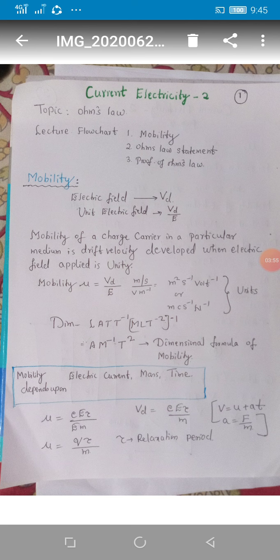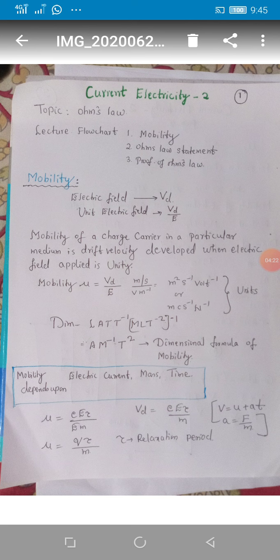Now, its unit. As you know, velocity is in meter per second. See on the screen, I have written it. Electric field, 1 unit is volt per meter. On that basis, the unit of mobility is meter square per second per volt. You can also write electric field in terms of Newton per coulomb. On that basis, another unit is meter coulomb per second per Newton.